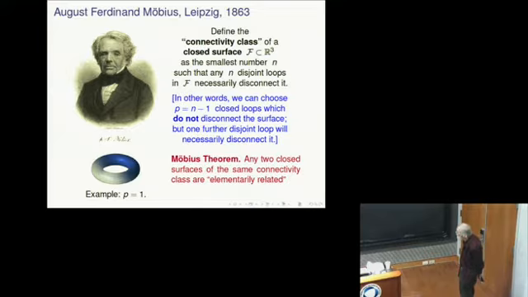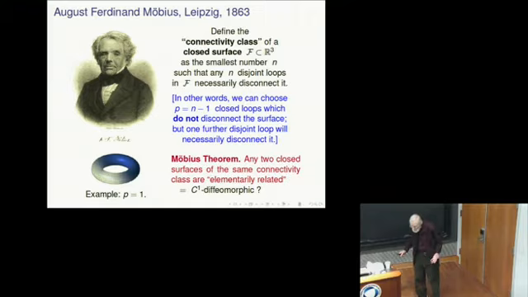And his theorem is, he introduced a concept he called elementarily related. And his theorem was that any 2 closed surfaces with the same connectivity class are elementarily related. So I will give you some indication of what he meant by this, but I think in modern terms what he meant is C1 diffeomorphic. So this gave, at least if you restrict attention to closed surfaces in 3 space, a single well-defined number which is a complete invariant.